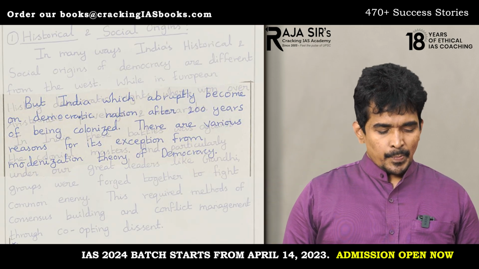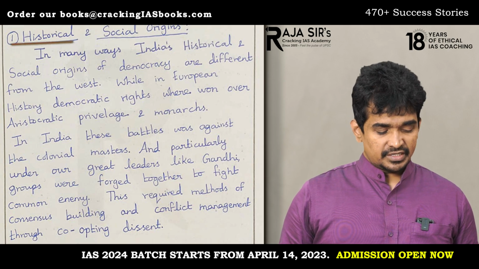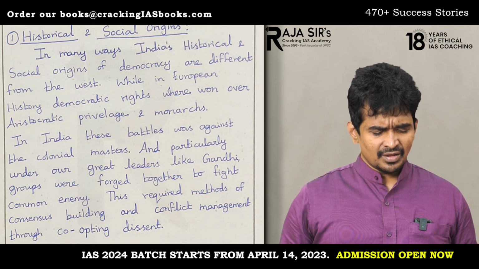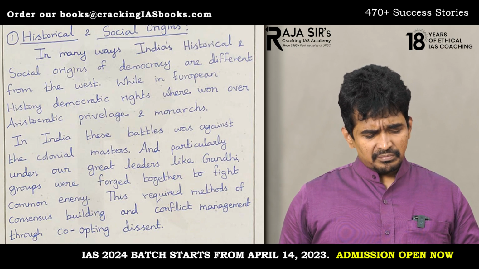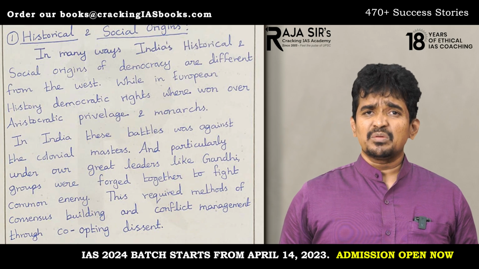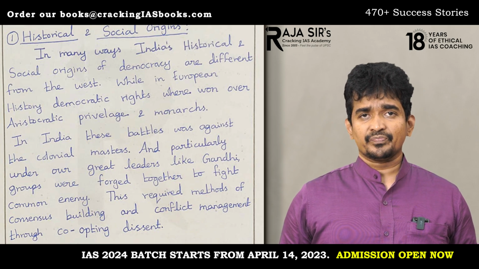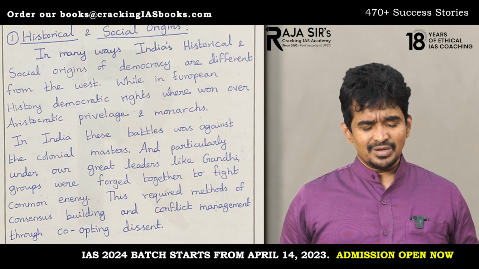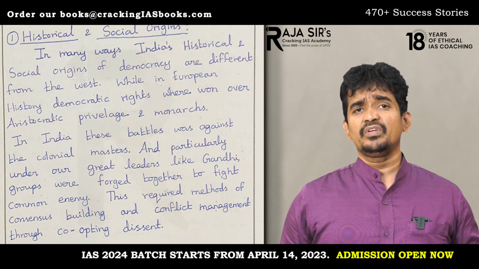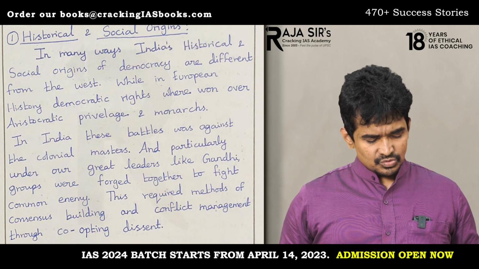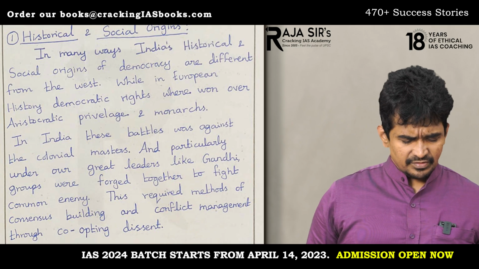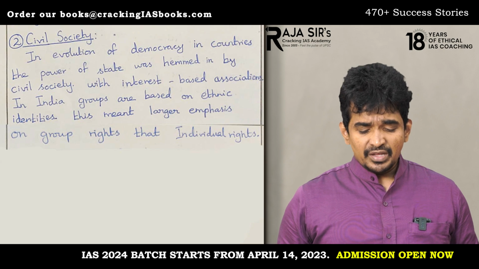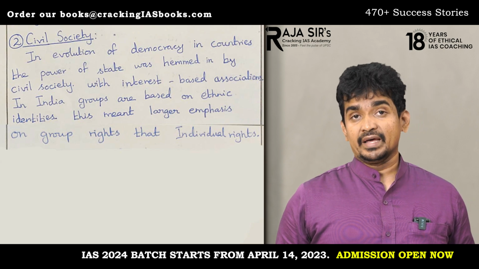Then see, historical and social origins, the first subheading. See here again, this point could have been a little bit more refined, right? So in one dimension this is okay, but it's not fulfilling and convincing, right? So yeah, that's it. And second, civil society. So that is again, the point is okay, fine, but he could have made it a little bit better, right?